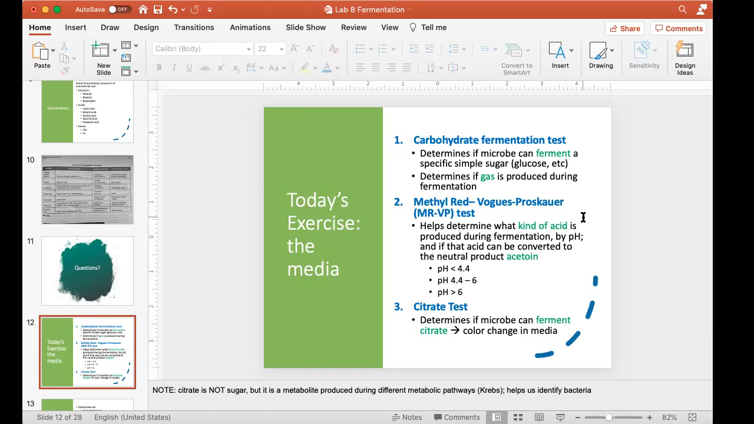Now, the other thing we're going to know from this is if the microbe can take the acid produced through fermentation and turn it into a molecule called acetoin. Now, you've probably never heard of acetoin. Most people have never heard of acetoin. Acetoin happens to be a molecule that shows up as an intermediate in a lot of metabolic processes. So whether or not a microbe can produce acetoin is just one of their characteristics. And the MRVP test is going to tell us whether or not they're able to do that, whether they can take the acid that is produced during fermentation and further metabolize it to produce acetoin.